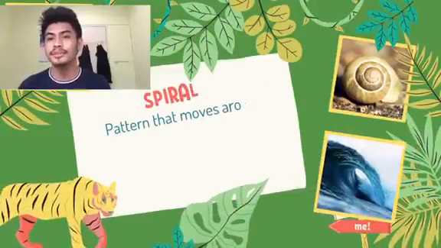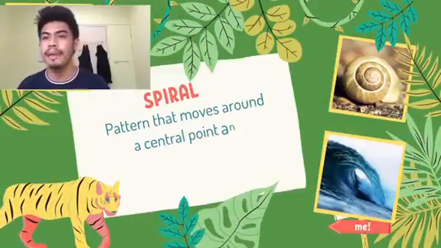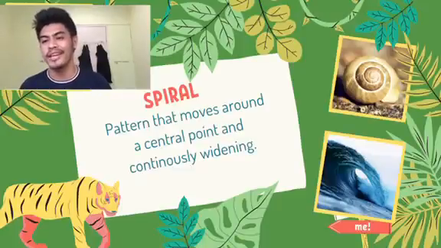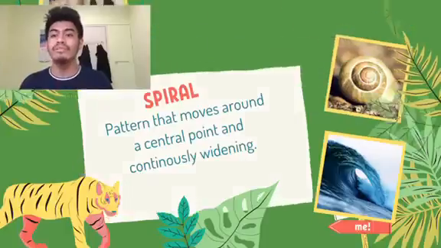The third most common pattern in nature is spiral. This is a pattern that moves around a central point and continuously widens. For example, the seeds of a sunflower, waves, or a snail shell.